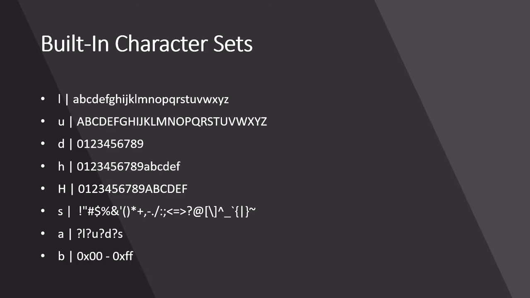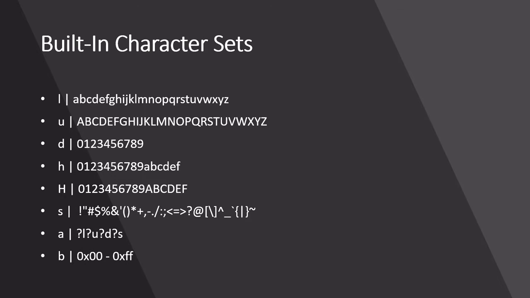And here's a quick look at the built-in character sets that we have in Hashcat. Today, we're going to be using uppercase, lowercase, decimal, and all. All is a combination of lowercase, uppercase, decimal, and special characters.